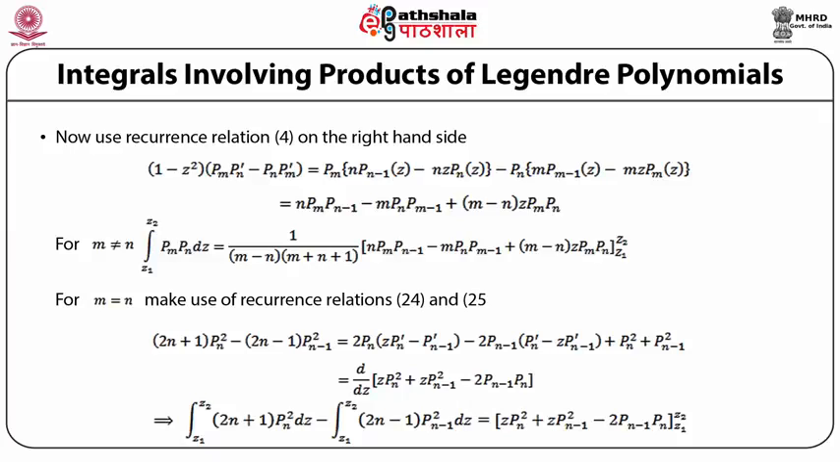We now integrate to obtain the integral over z over the definite limits z1 to z2 for the term (2n plus 1) Pn square minus another integral over z going from the limits z1 to z2 for the term (2n minus 1) Pn minus 1 square is equal to, within the brackets, I write z Pn square plus z Pn minus 1 square minus 2 Pn minus 1 Pn, with the limits substituting z1 and z2.